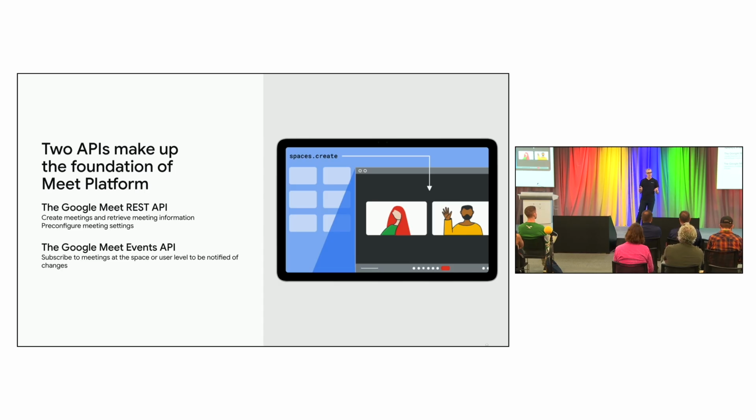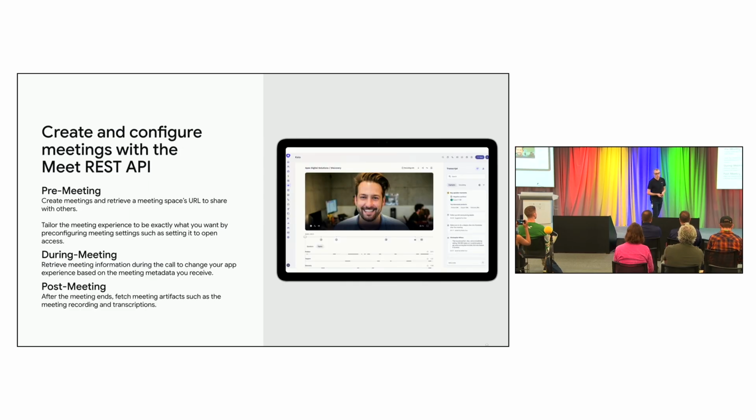You can subscribe to information in the meeting space or at the user level, figure out who's actually in the meeting, maybe poke people if they're missing from a meeting. We can get all that kind of information as well. So when we talk about the Meet REST API, we can talk about all of these things. So these are some of the things that you can actually do with the Meet REST API.